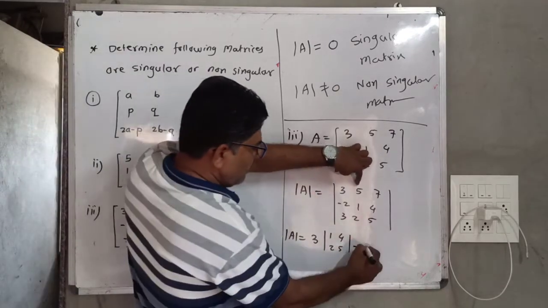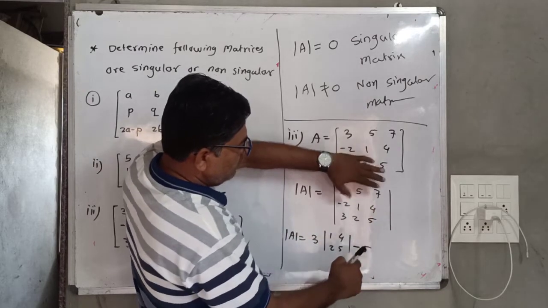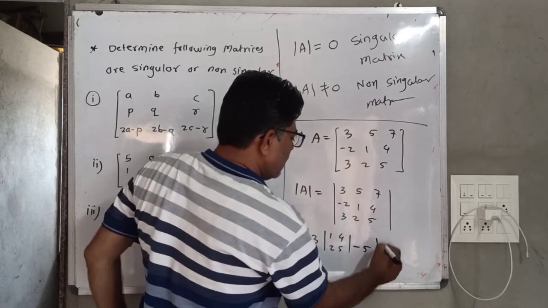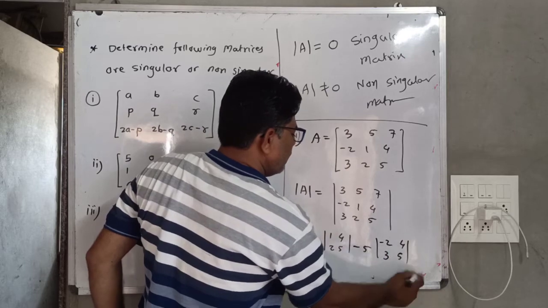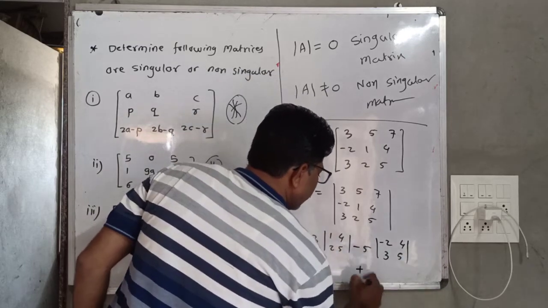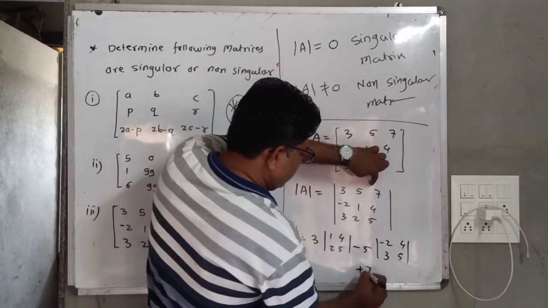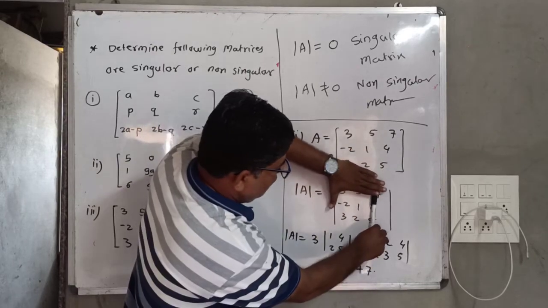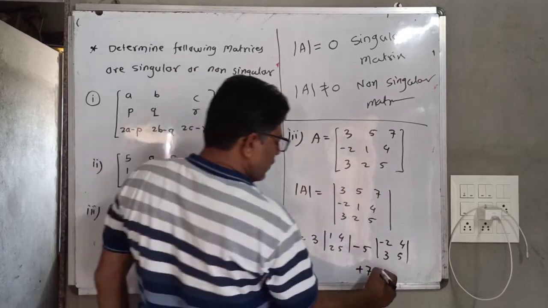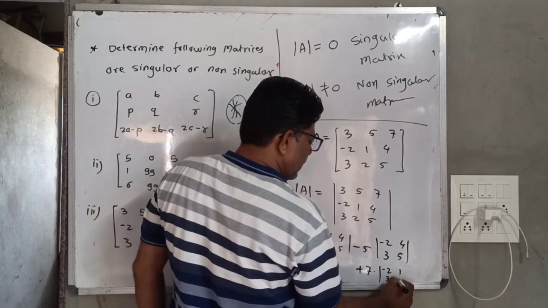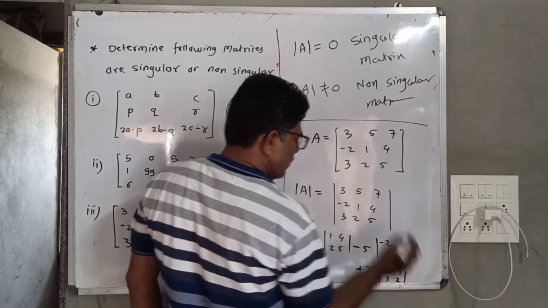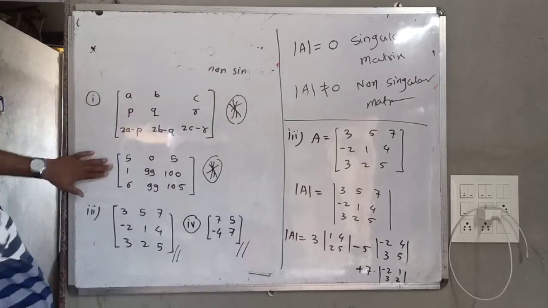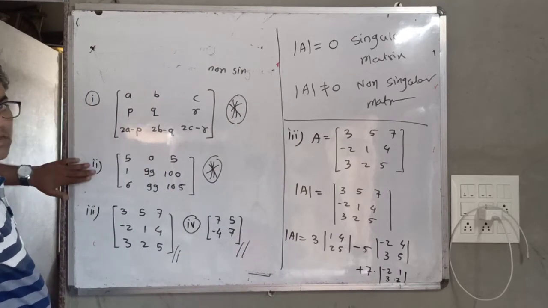Now take the next number, 5. Here the first row and second column will be deleted. What you see is minus 2, 3, 4, 5, and the plus sign is compulsory. Now take the number 7, delete the first row and third column. What you get is minus 2, 1, 3, 2. Then we are going to simplify this. These two examples we will solve after the determinant chapter. Just remember this.